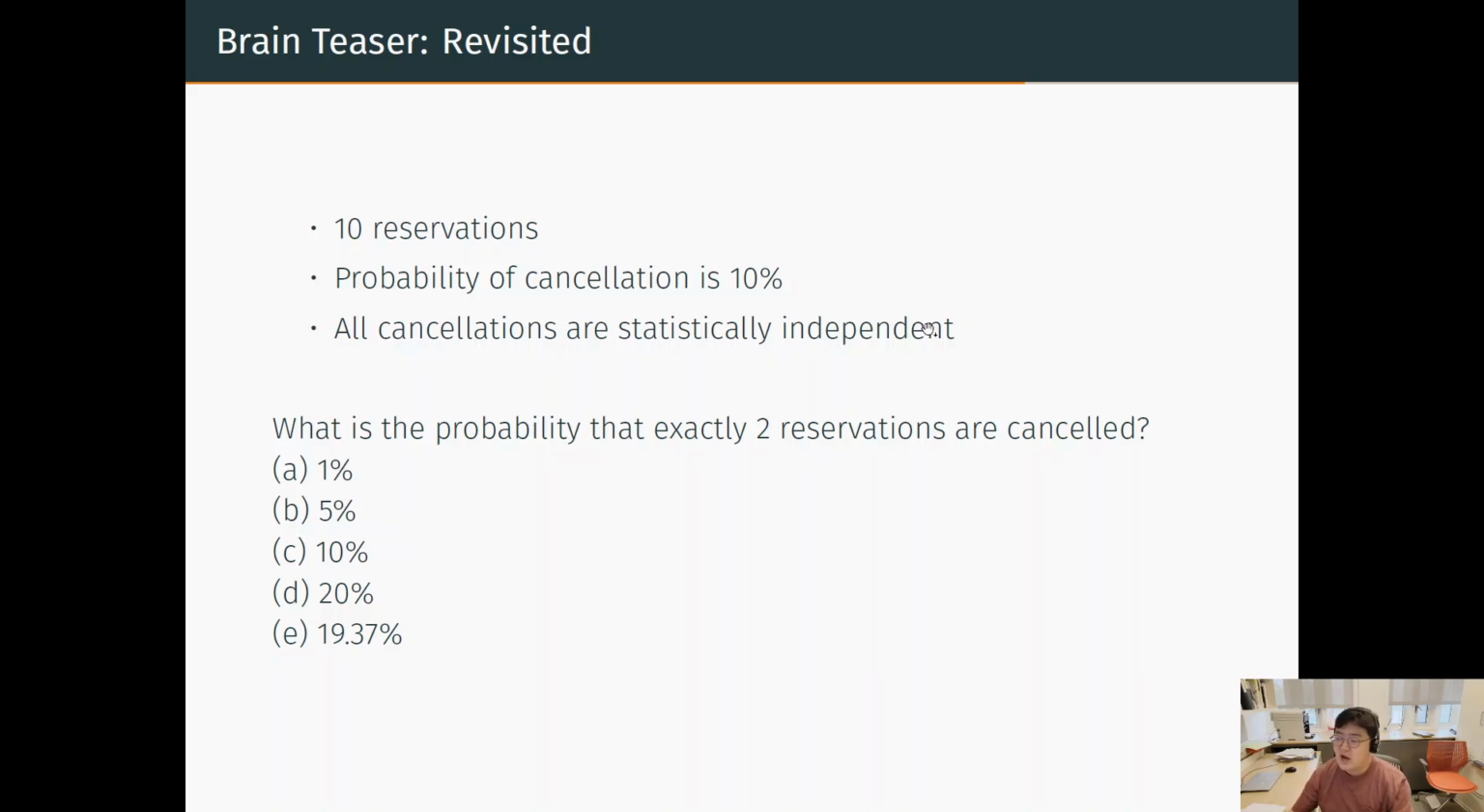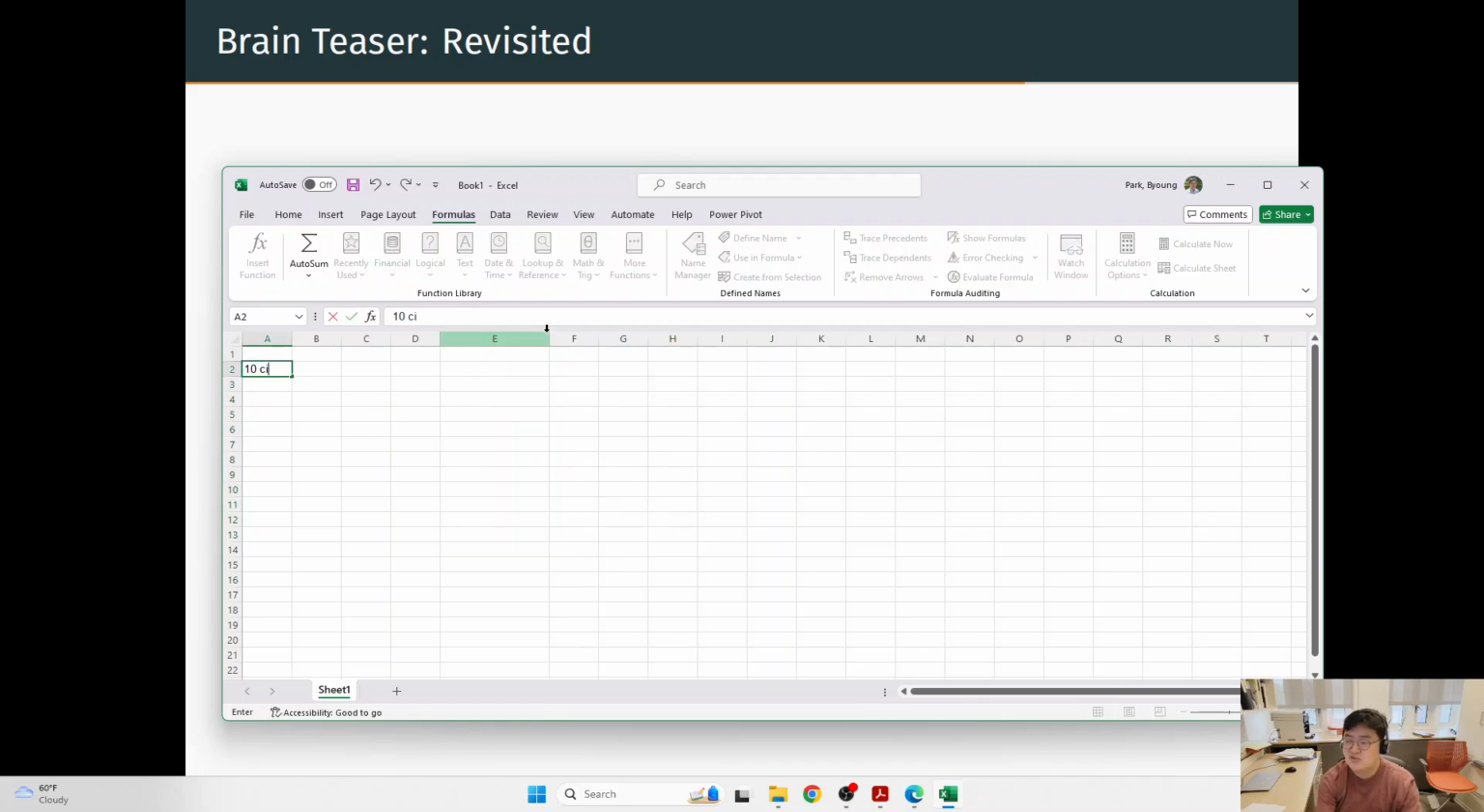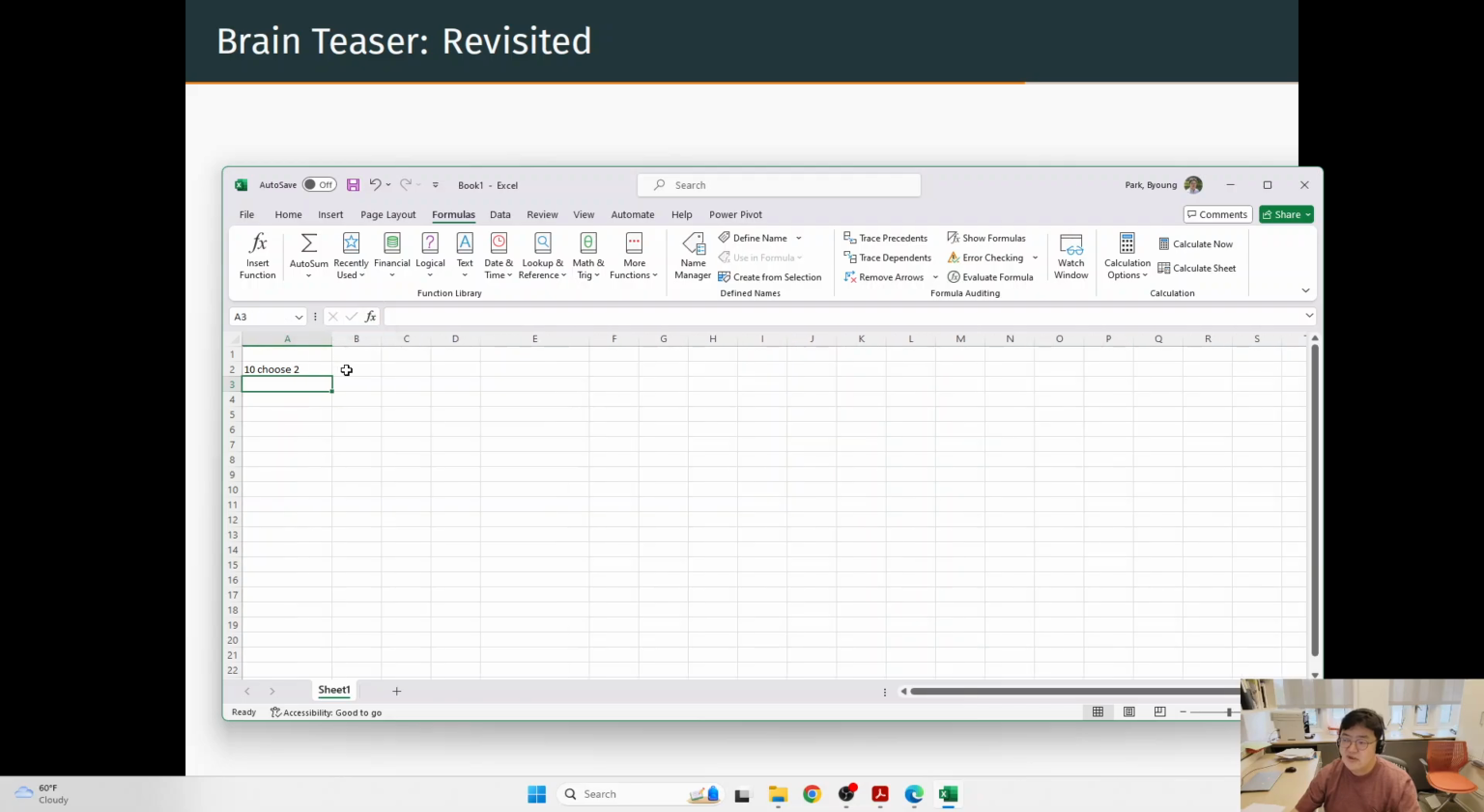Okay. So now we can explain why the previous answer is 19.37%. Our intermediate goal: there are 10 reservations, 10% cancellation probability. And what is the probability of 2 cancellations? Okay, so now, let me do it on Excel, right? So first I will calculate 10 choose 2, out of 10 reservations, 2 cancellations.